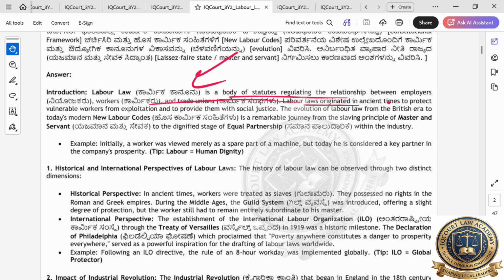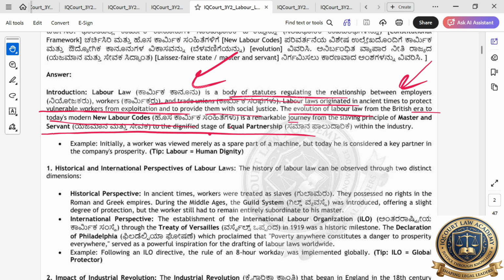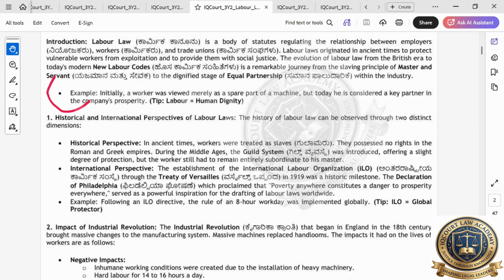Labor law originated in an ancient time to protect vulnerable workers from exploitation and to provide them with social justice. The evolution of labor law from the British era to today's modern new labor code is a remarkable journey from the slavery principle of master-servant to the dignified stage of equal partnership within the industry. Here also we are providing the example.